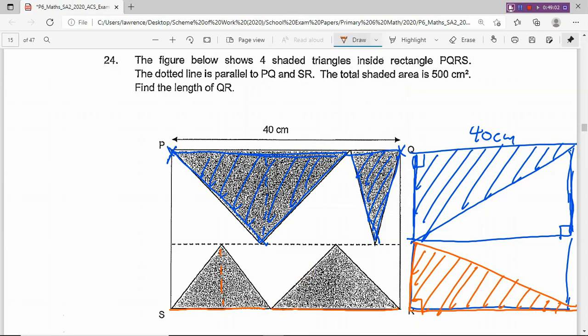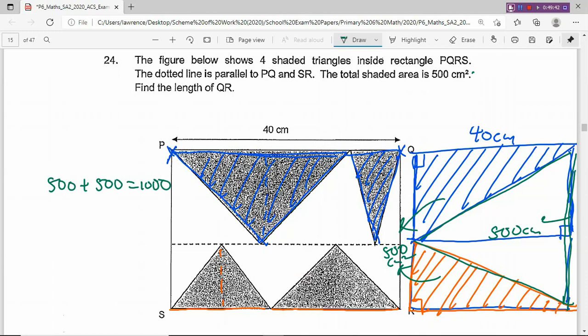So what does that tell you? It tells you that this shaded area and this shaded area is 500 cm square, which also tells you that there is also an unshaded triangle inside, and that is also the other half, which is also 500 cm square. So the shaded area is 500 and the unshaded triangle is also 500. So what's the entire area? What's the area of this big rectangle? So you have 500 plus 500, that gives you 1000 cm square.